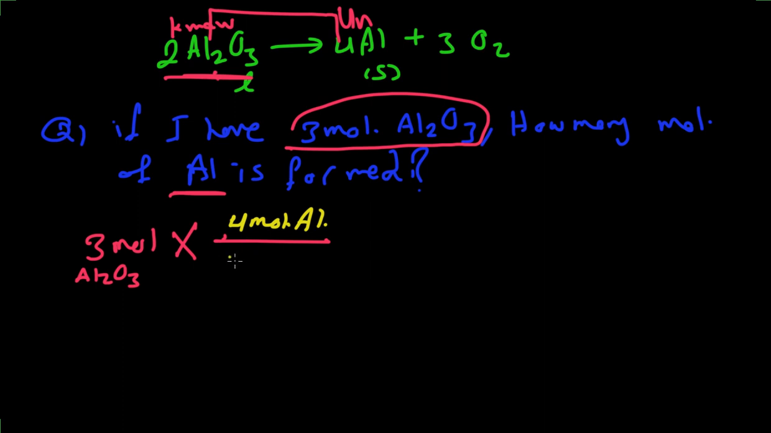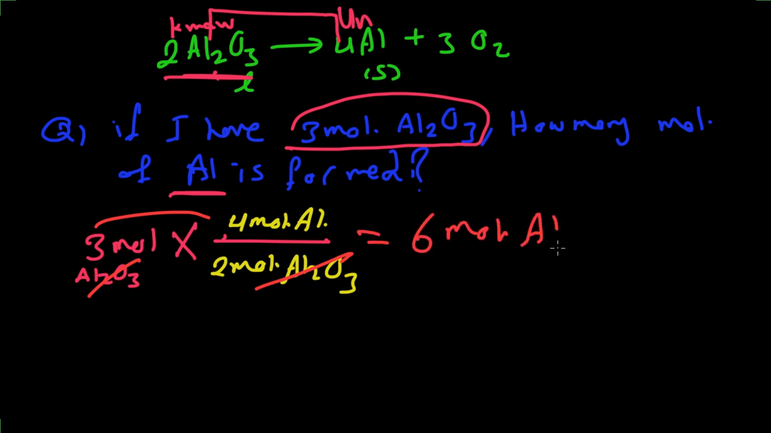And known, which is aluminum oxide, 2 mole of aluminum oxide is known, so denominator. Okay, let's cancel out the known. Aluminum oxide cancels out, so 3 multiplied by 4 is equal to 12, divided by 2 is equal to 6 mole of aluminum is formed. This is the way it is used for finding mole of the product or mole of the reactant.